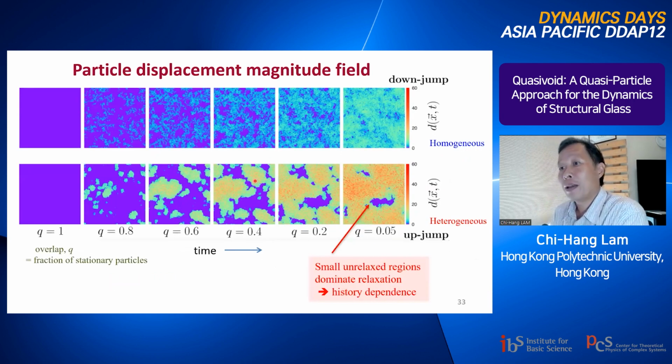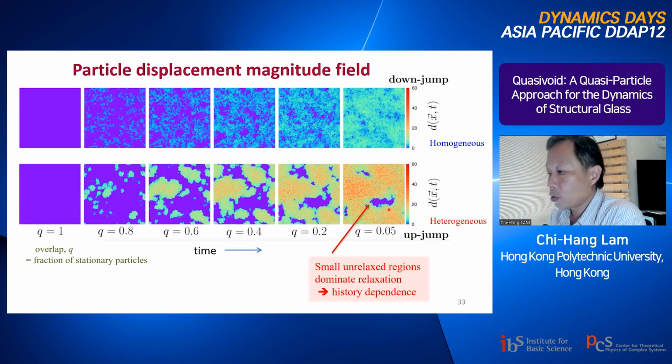Now, better still, we think we can explain it easily. So this is a particle displacement magnitude field in the 2D lattice model. As time progresses, for the down jump, most particles more or less move somewhat, very homogeneously. For the up jump, it is quite different. So many of the particles have moved a lot, completely equilibrated. But there are regions where particles have not moved at all.